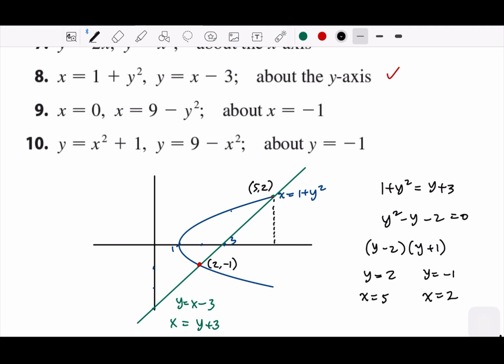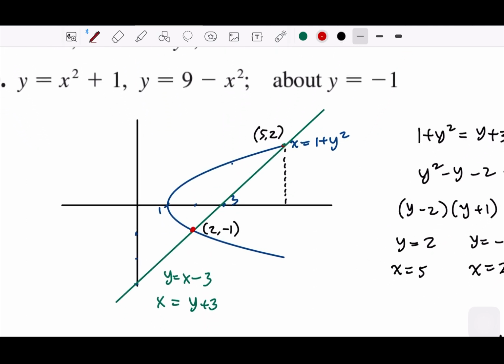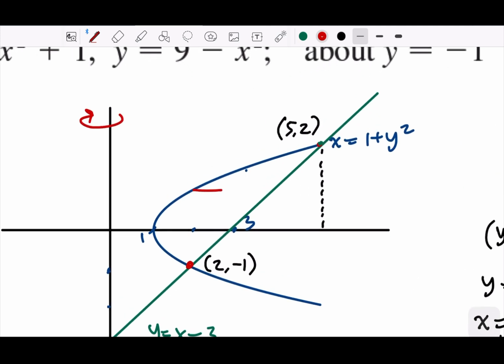And it's rotated about the y-axis. So the rotation axis is going to be here. I think it's clear that if we want to take the disk method, we need to take dy. If we take dx, we have a problem here. It's the same curve, and we don't know the top and bottom equation clearly. So we take dy. Let me draw the rectangle here to give you an illustration.